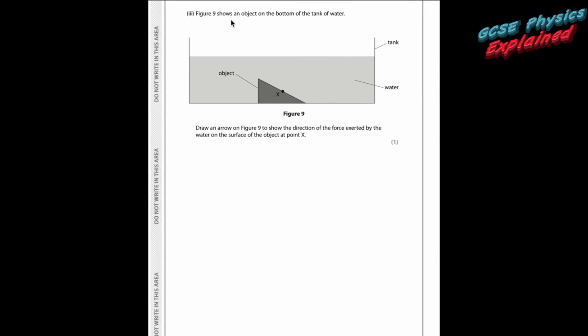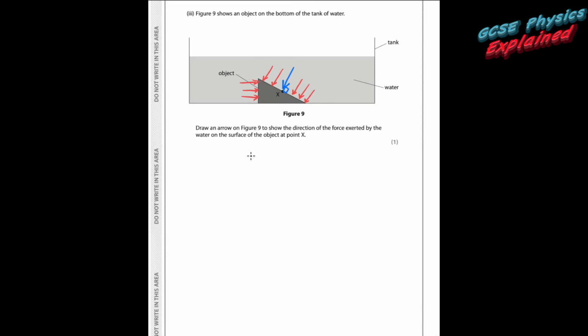Part 3. Figure 9 shows an object on the bottom of the tank of water. Draw an arrow on figure 9 to show the direction of the force exerted by the water on the surface of the object at point X. Right, the force always acts perpendicular, which means at 90 degrees. So that arrow there is what you need to draw. There would be force right the way down here as well. It would all be at 90 degrees. If it was across here, that would be at 90 degrees there as well.